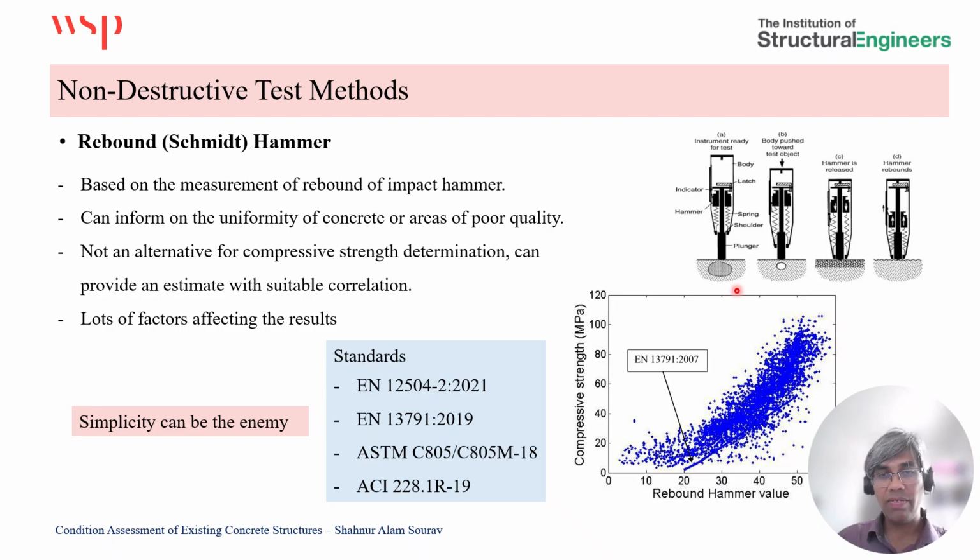As we can see, if there is a hard aggregate particle just below the surface at the impact point, it can affect the test results. If there is a void just below the surface, it can affect the test results. If the concrete is carbonated, it can affect the test results. This little graph on the right shows how variable the results can be if we compare the compressive strength results with the rebound hammer values. The results can be very scattered, so we need to take this into consideration when assessing the rebound hammer values.